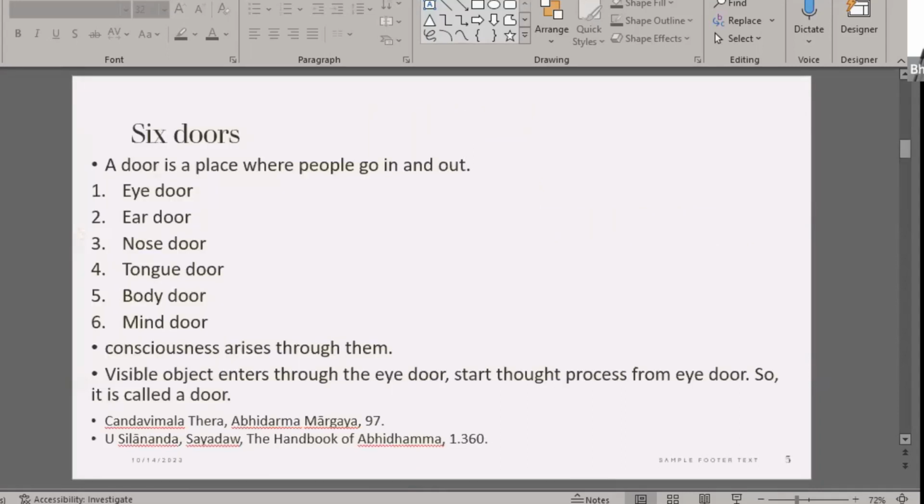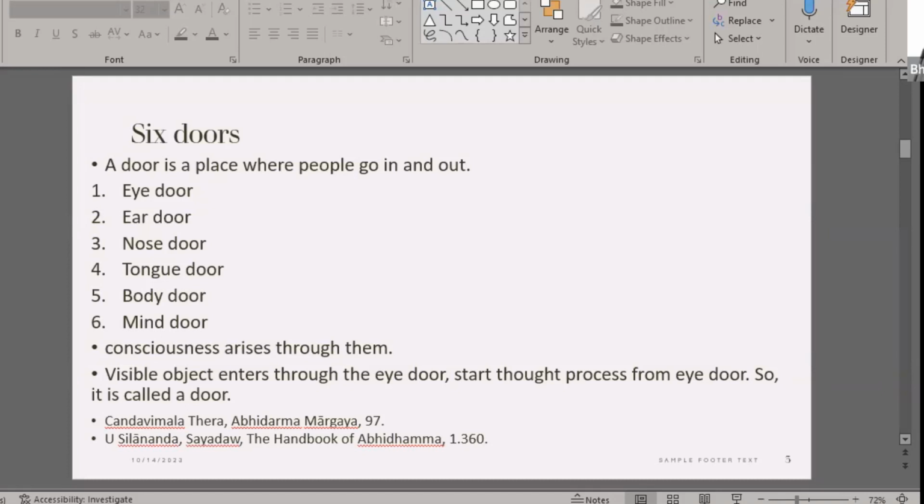Okay, let's move into the doors. What is the meaning of doors? Simply, we can translate, interpret: a door is a place where people go in and out, in our home or in our office or wherever. Through this door, we can go in and come out.